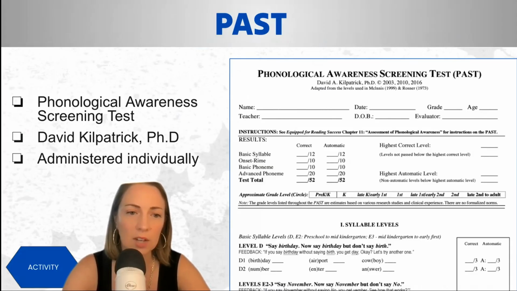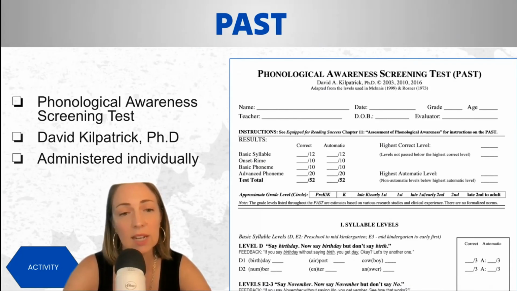Next is the PAST, or the Phonological Awareness Screening Test, also free online, Dr. Kilpatrick's work. And this is one that we will practice together. I will ask you to try out. It breaks down step-by-step instructions and scoring within each activity, and starts at preschool and goes up through adulthood.